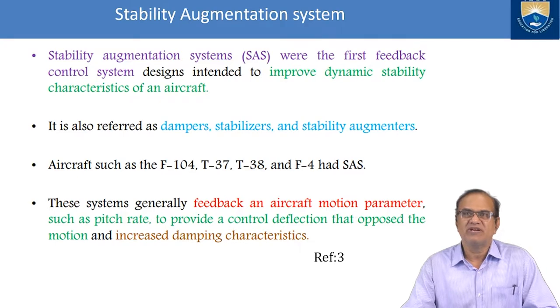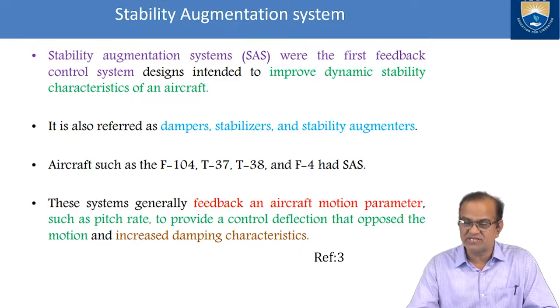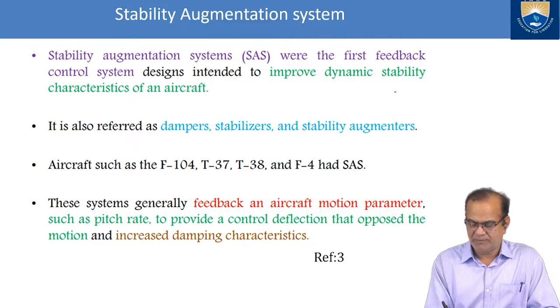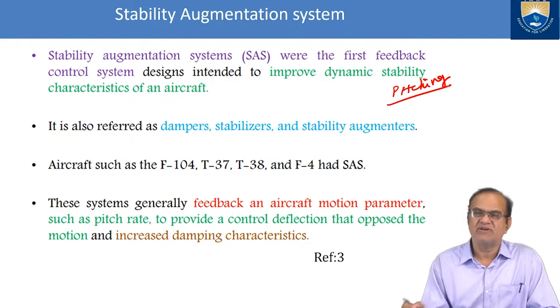The stability augmentation system, or SAS, was the first feedback control system designed and intended to improve the dynamic stability characteristics of an aircraft. So this is the first thing. And stability augmentation means, if it is a pitching, what is the meaning of this stability augmentation?